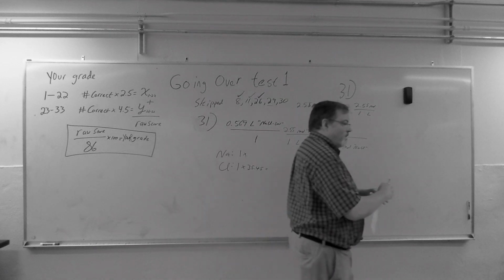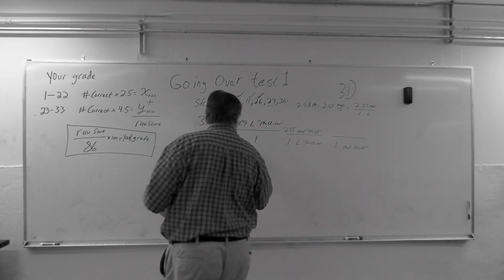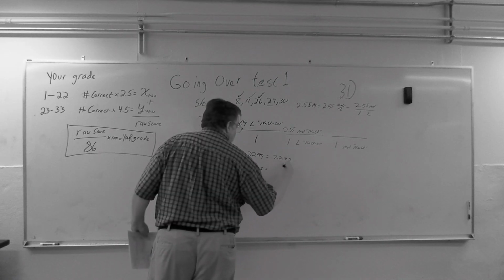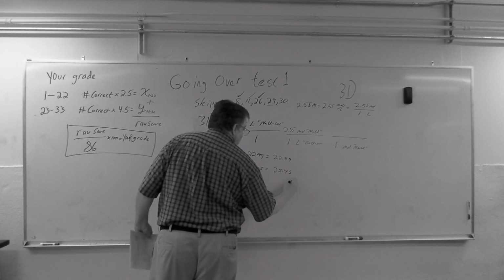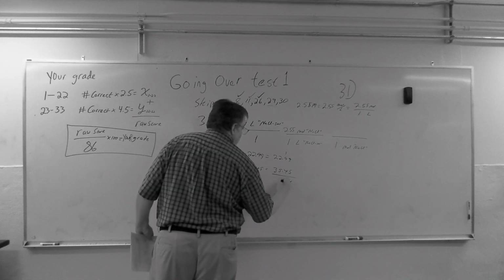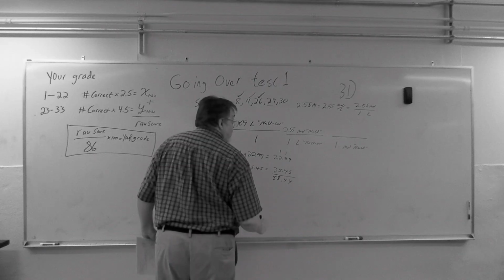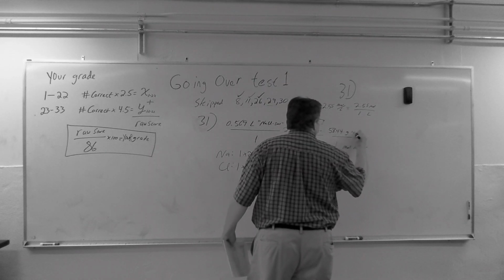What is sodium? 22.99 plus 35.5 is 58.44 grams.